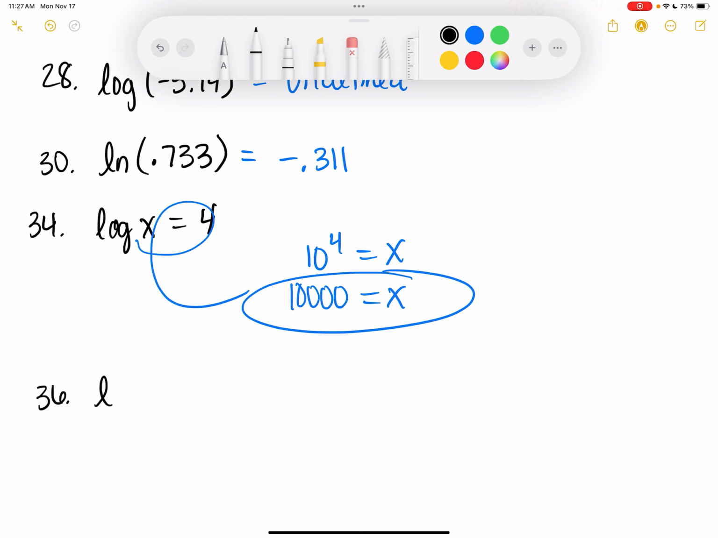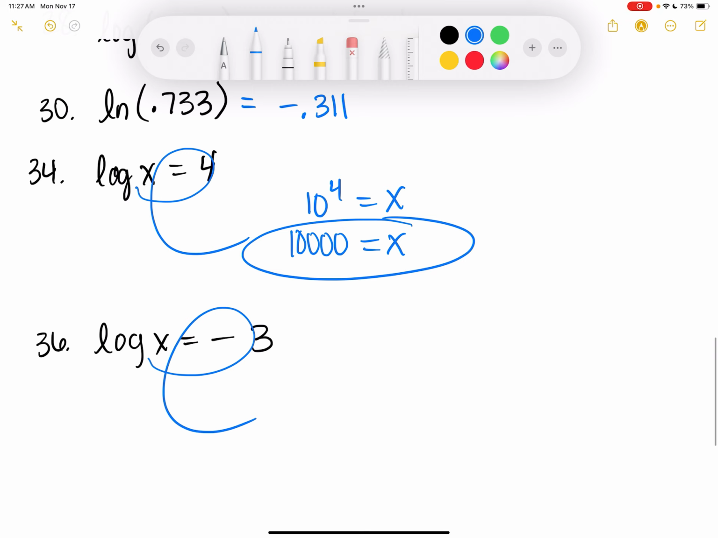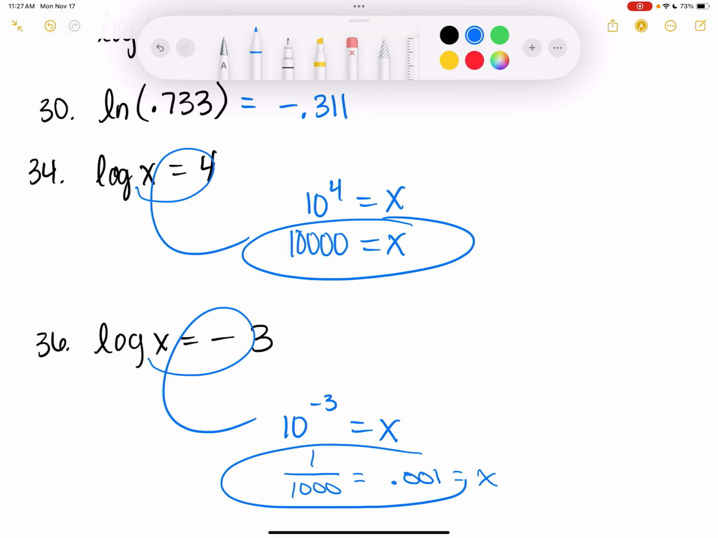36, log of x is equal to negative 3. So we do the same thing. We start down here and loop around. So I've got 10 to the negative 3 is equal to x. Which is 10 to the negative 3 would be what? 1 over 1,000, or 0.001. Either of these would be acceptable. And that's pretty much it in this section. Are there any questions? No.